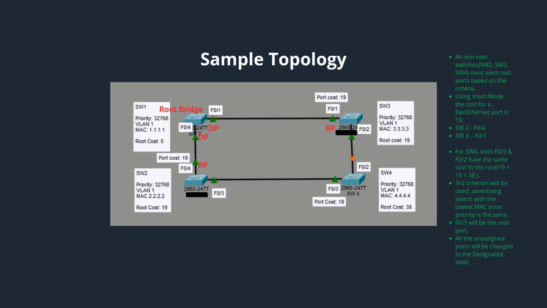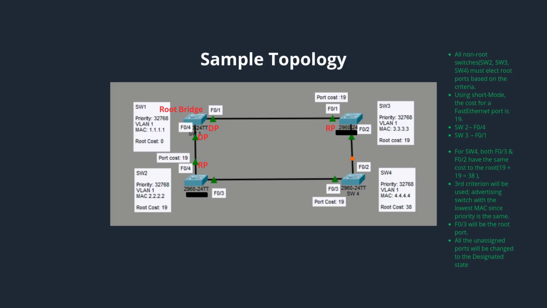Now, SW4 is more interesting. It has two potential paths to the root. Through F0/3, it would go SW4 to SW2 to SW1, that's 19 plus 19 equals 38. Through F0/2, it would go SW4 to SW3 to SW1, and that's also 19 plus 19, which equals 38. We have a tie. When we have a tie in path cost, we move to the third criterion, the lowest MAC address of the advertising switch.